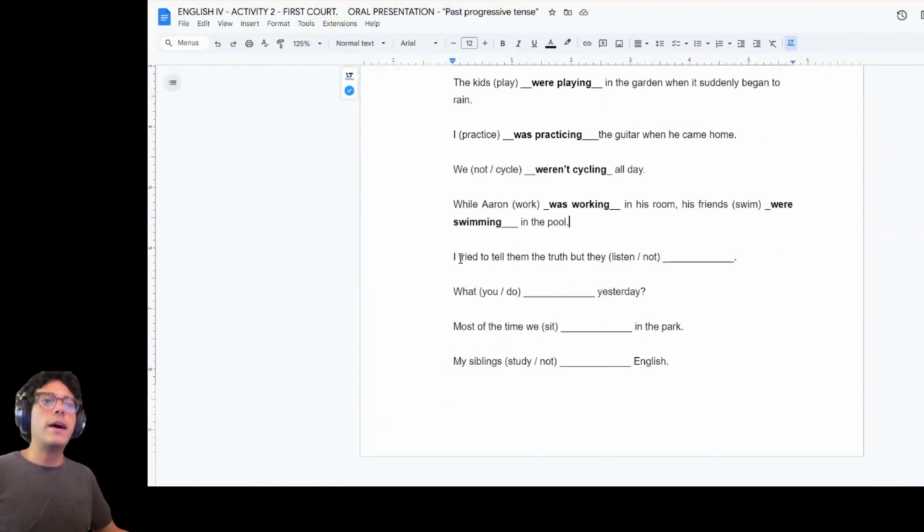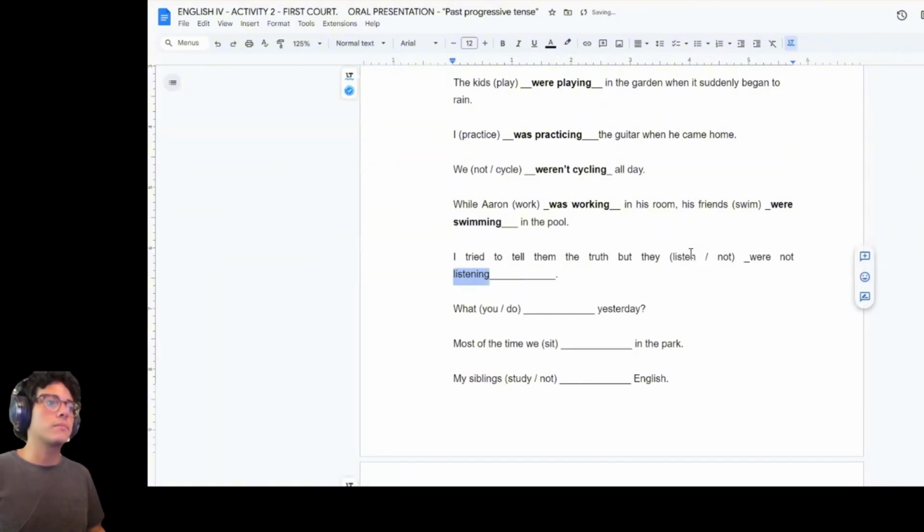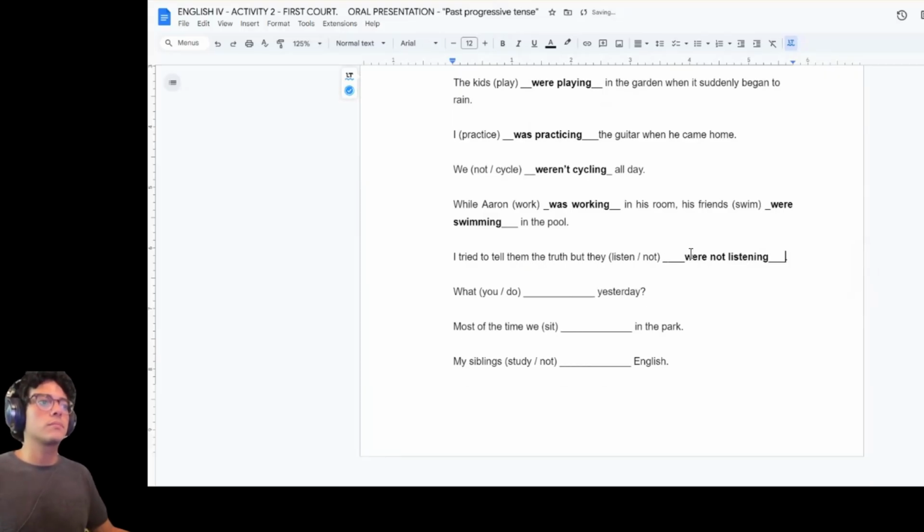Next up, we have, I tried to tell them the truth, but they, and we have the verb is listen, and we have again the particle not. So we could say in this case, we could avoid the contraction and say they were not listening. I tried to tell them the truth, but they were not listening.